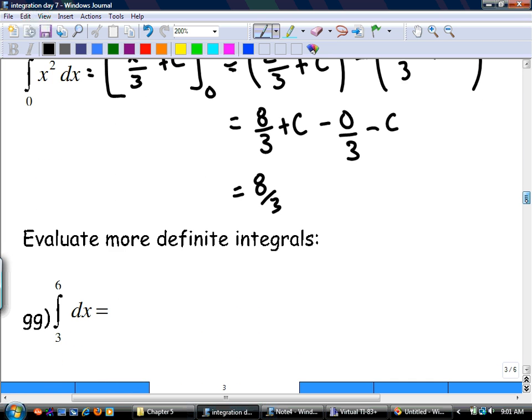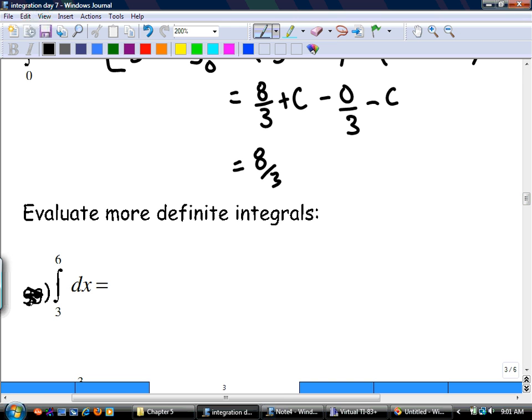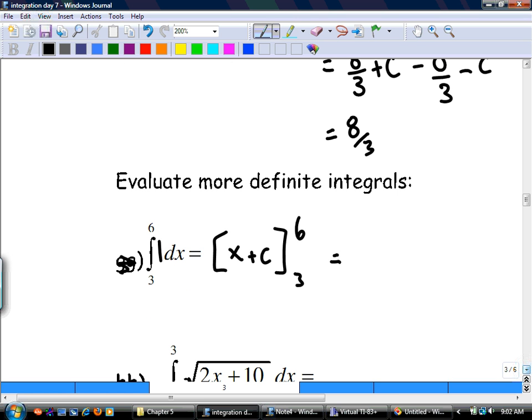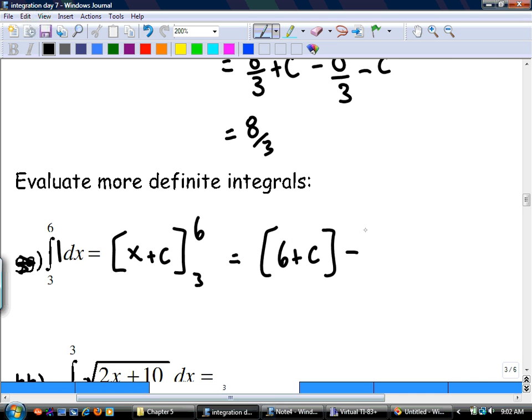Anyways, evaluate more definite integrals. Okay, if there's nothing next to the dx in the integral sign, what has to be there? 1. So the antiderivative is x plus c, from 3 to 6. So you can go 6 plus c minus 3 plus c, and you end up with 3.